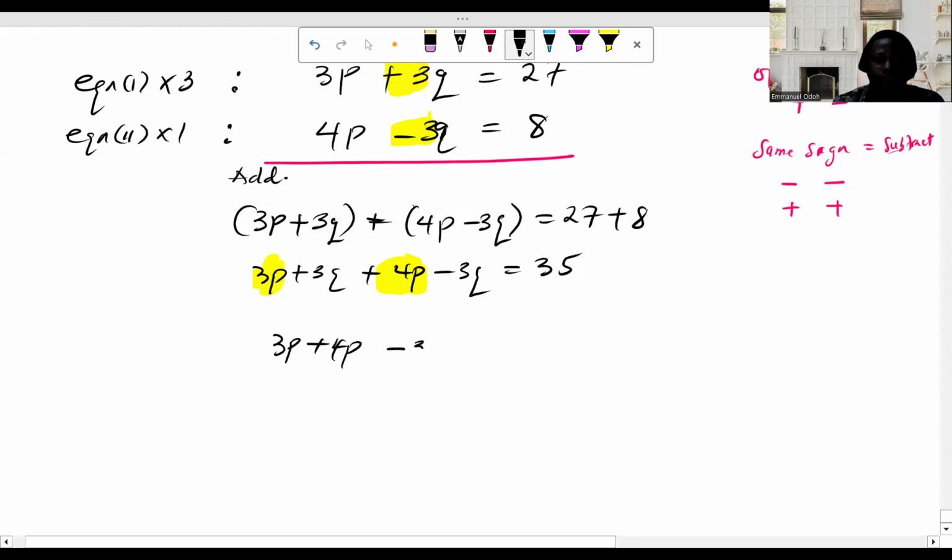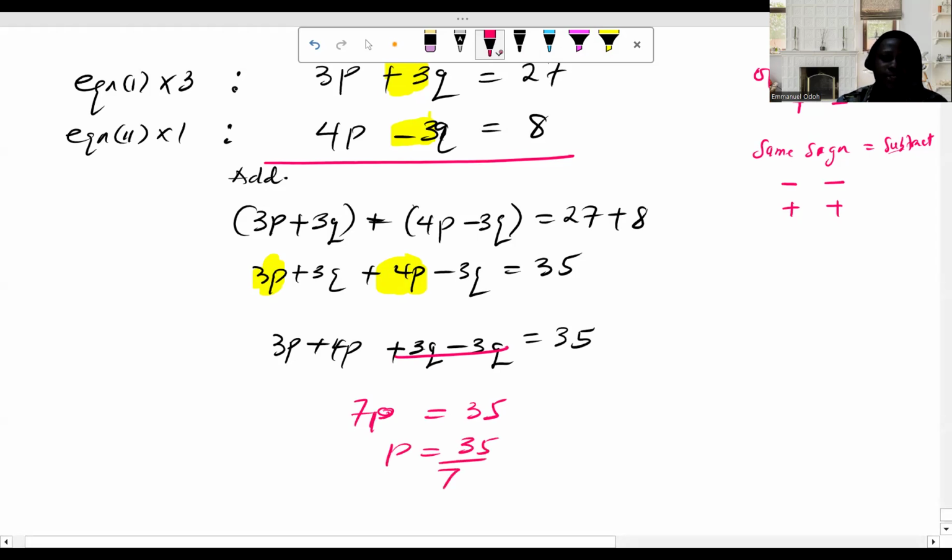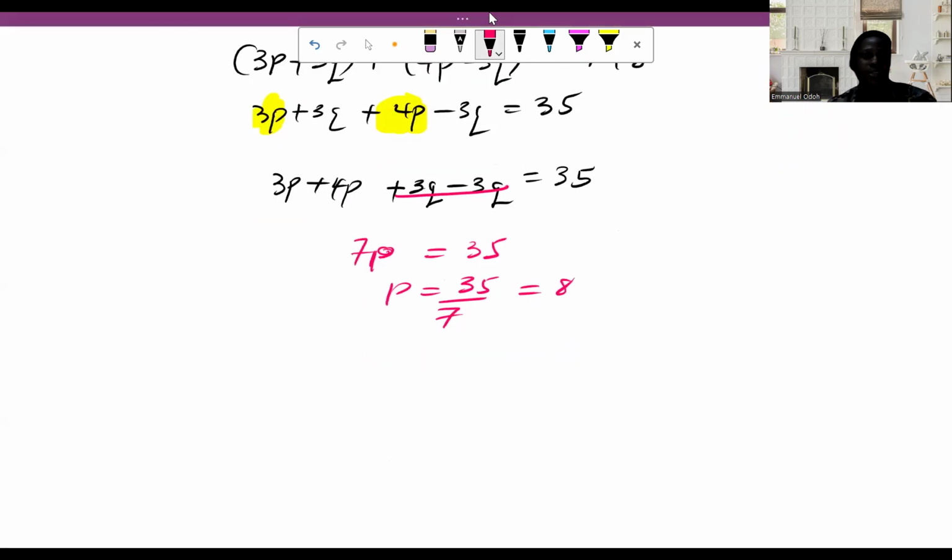Then we'll bring the q together, plus 3q minus 3q equals 35. So these are opposite signs, plus 3 minus 3 disappears. So I'm left with 3p plus 4p, which is 7p, to give us 35. So p becomes 35 divided by 7, which will give us 8. So the value of our p is 8.